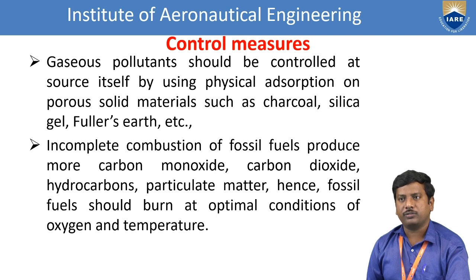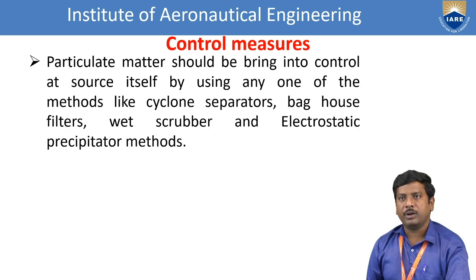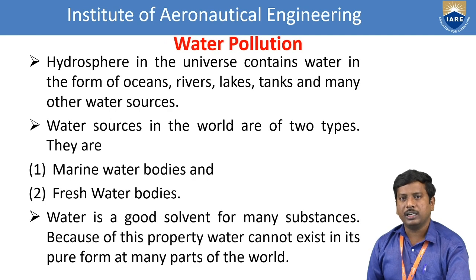Incomplete combustion of fossil fuels produces more carbon monoxide, carbon dioxide, hydrocarbons, and particulate matter. Hence, fossil fuels should burn at optimal conditions of oxygen and temperature. So particulate matter should be brought under control at source itself by using any one of the methods like cyclone separators, bag house filters, wet scrubber, and electrostatic precipitator methods. So that is about the control measures of air pollution.